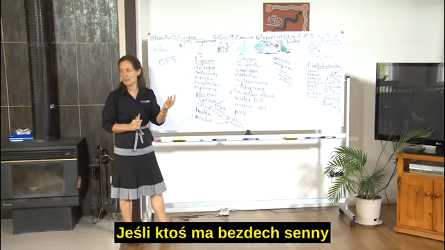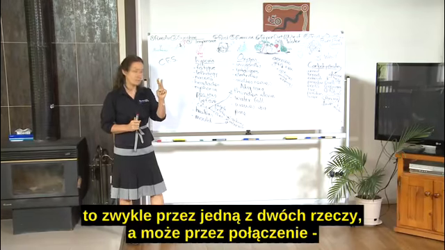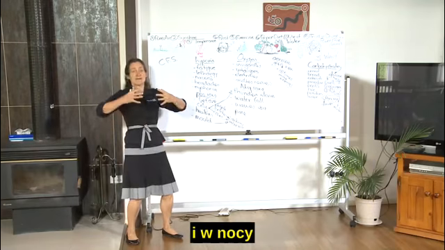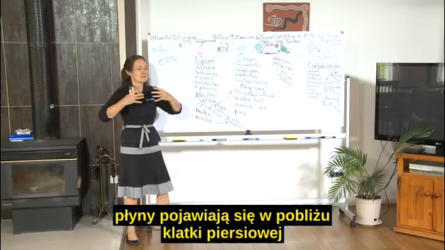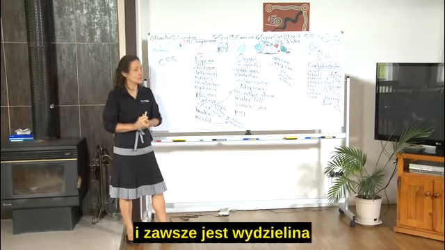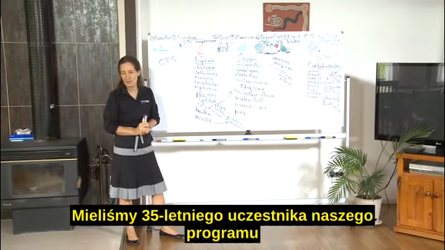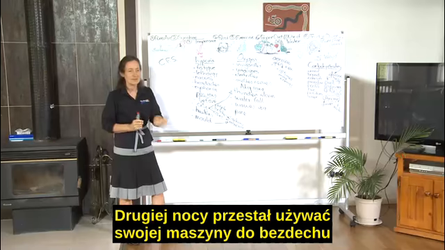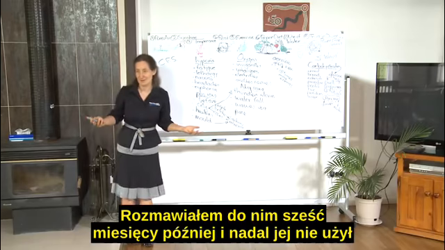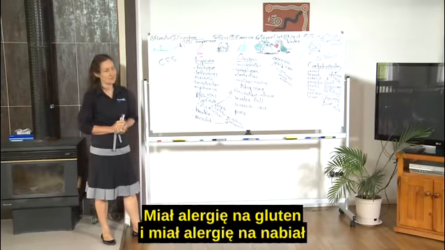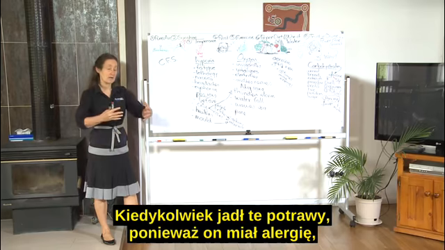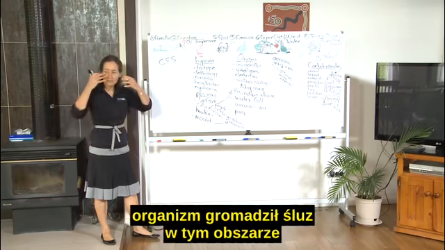If someone has sleep apnea, it's usually because of one of 2 things, or maybe a combination: carrying too much weight, so at night the fluid sort of comes up near the chest department, or they have an allergy, and so there's always mucus around. We had a 35-year-old guy do our program. On the second night, he stopped using his sleep apnea machine. I talked to him 6 months later, and he still has not used it. He had an allergy to gluten, and he had an allergy to dairy.